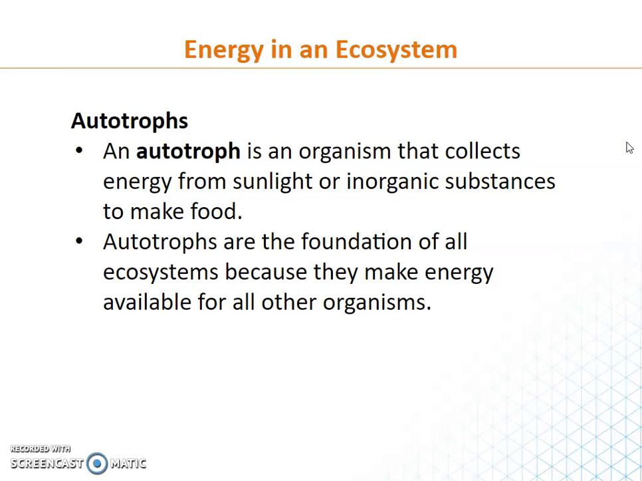Energy in an ecosystem. Autotrophs. An autotroph is an organism that collects energy from sunlight or inorganic substances to make food. So, they get energy from an outside source, mainly the sun, and they create their own food. They make it themselves. They're getting that energy and they're transforming it into a different state that can be used for energy. Autotrophs are the foundation of all ecosystems because they make energy available for all other organisms.